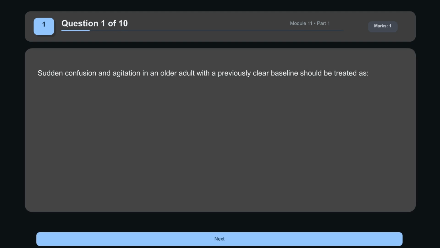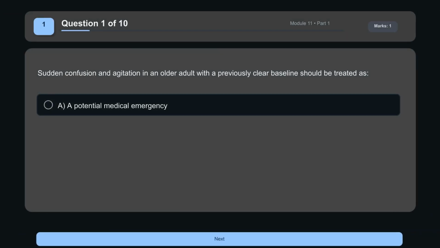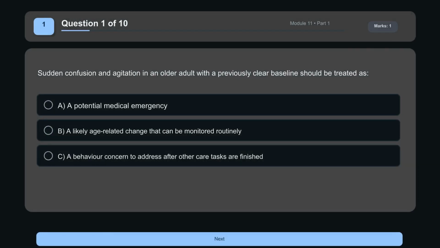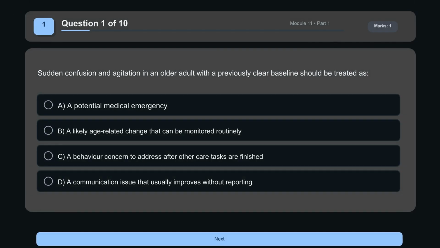Sudden confusion and agitation in an older adult with a previously clear baseline should be treated as Option A, a potential medical emergency. Option B, a likely age-related change that can be monitored routinely. Option C, a behavior concern to address after other care tasks are finished. Option D, a communication issue that usually improves without reporting. Take a moment and choose the best answer.